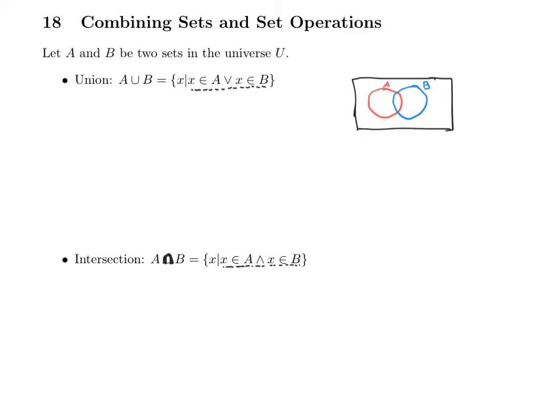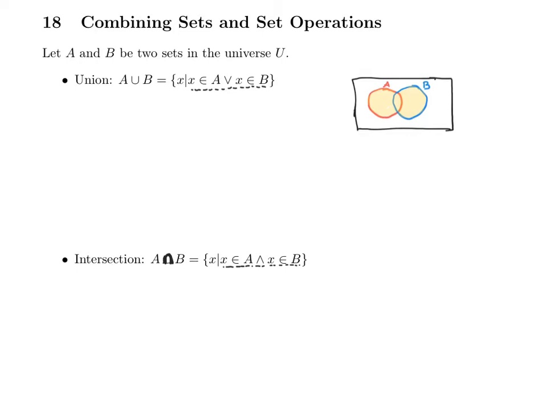Well, the union is all elements x, where x is an element of A, so it's in A, or it's in B. So it's anywhere in this set here. Let me color in what the union is. I'll color it in yellow. So the union is all of that stuff.